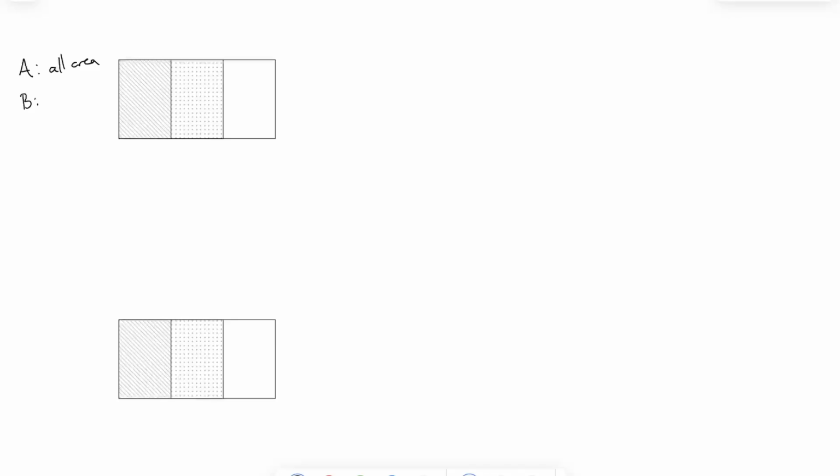B likes only the stripy region. That's the one on the left side. C likes the stripes and the dots. And D likes the dots and the white. All right, let's say these are what they all like. And we're going to do the last diminisher with A, B, C, D in that order. All right? So we begin.